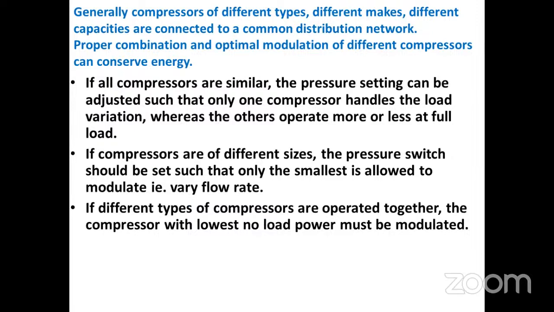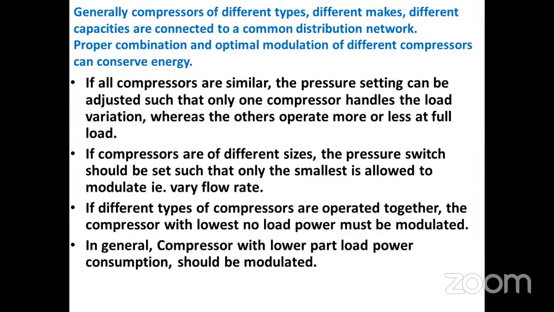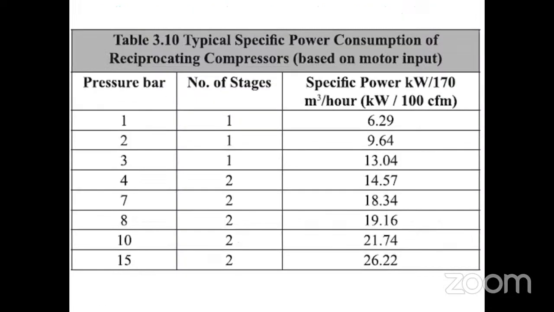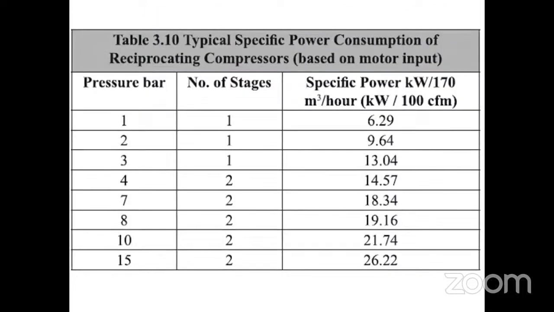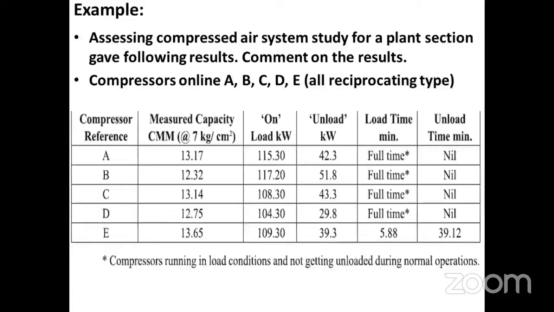If different types of compressors are operated together, the one with the lowest no load power must be modulated. Evidently, it will be a reciprocating compressor. The most energy efficient one must be made to meet most of the demand. Specific power consumption. Examples, this one we have done already, I think. Can we revisit it?